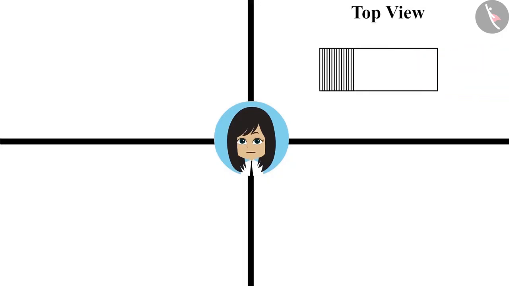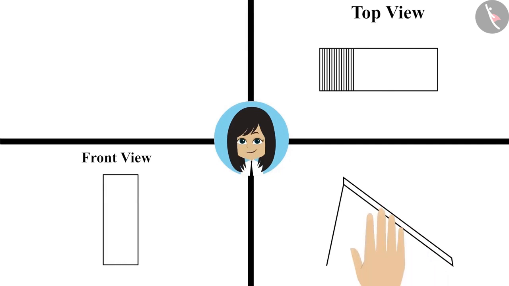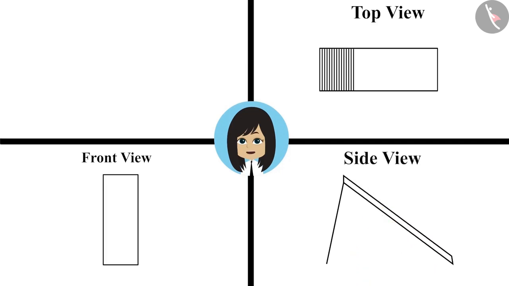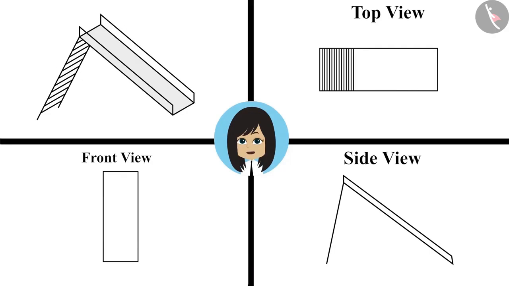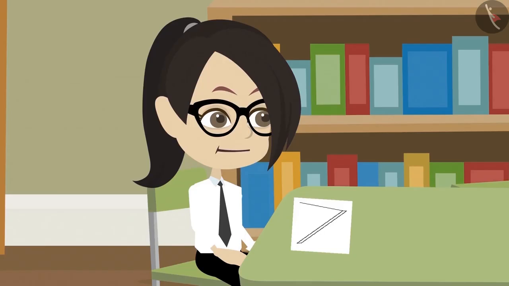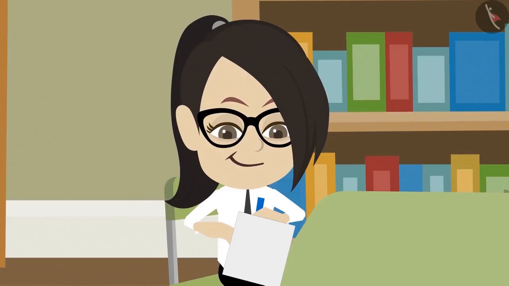Its top view is a rectangle. Its front view is also a rectangle. It can be a box. Now after seeing its side view, I will tell you what it is. Hey, its side view is like a swing in a park. This means it is a drawing of a swing. This was tough. This was fun. Let's make one more. Okay.